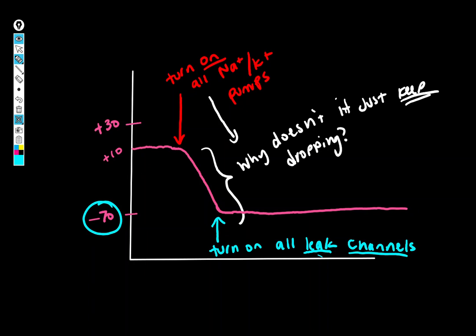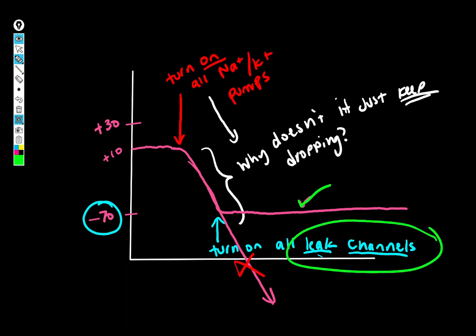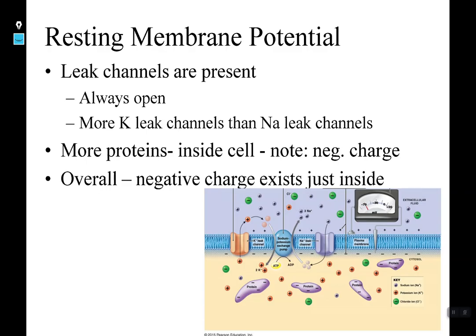If you don't want the membrane potential to keep going down and down, which we don't, and we want to stabilize it like we have here, this is a big green check. We want that. We do not want this. We need leak channels to just let stuff leak across and oppose the action of the sodium and potassium pump. So that's the idea behind what is going on here.